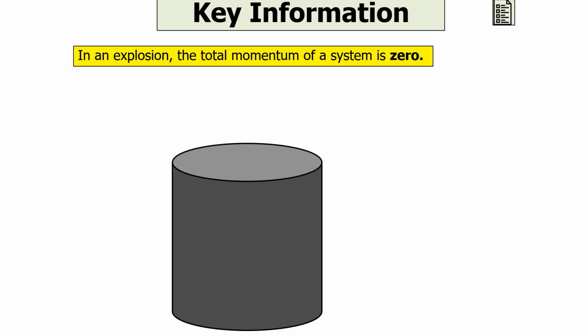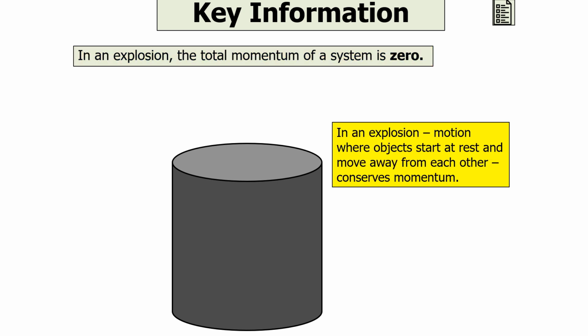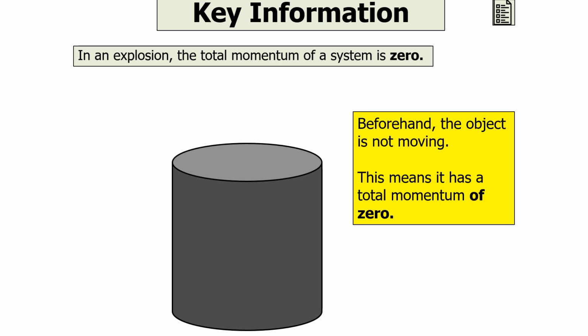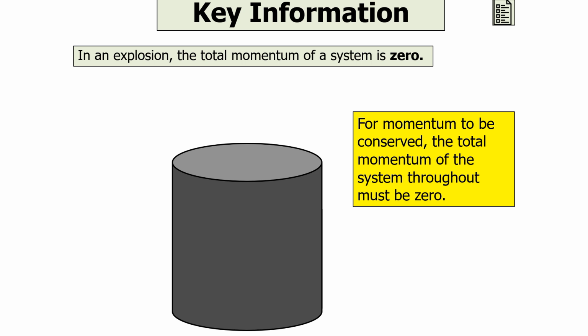Now, in an explosion, the total momentum of a system is 0. So in an explosion, where an object starts at rest and the fragments move away from each other, momentum is conserved. Beforehand, the object is not moving. This means it has a total momentum of 0. So for momentum to be conserved, the total momentum of the system must be 0.